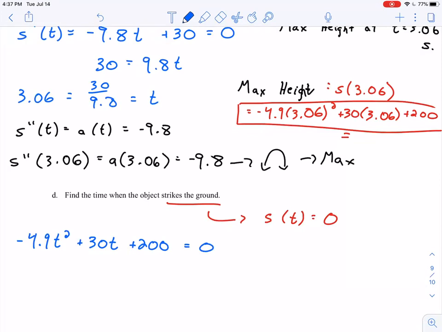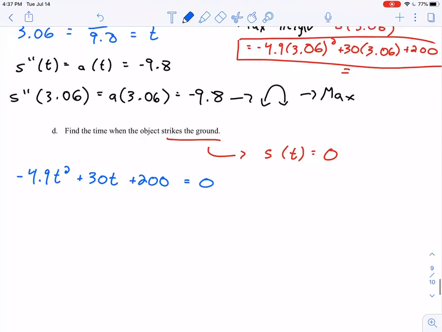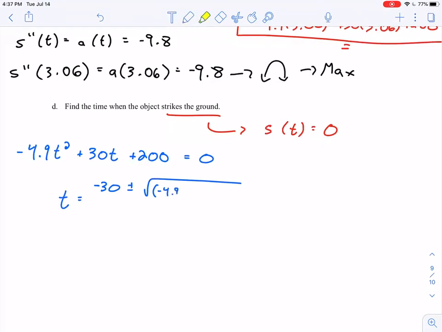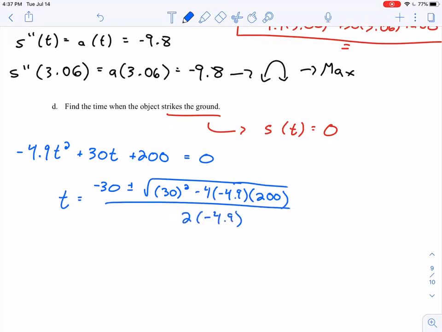Actually, you might be able to do that. I don't want to go off on a wild goose chase on something that I may or may not be able to factor, so if it were up to me, I'd probably just use the quadratic formula here. So t equals the opposite of b, so negative 30, plus or minus the square root of b squared, that is 30 squared, minus 4 times a, that's negative 4.9, times c, that is 200, all over 2a, that's 2 times negative 4.9.